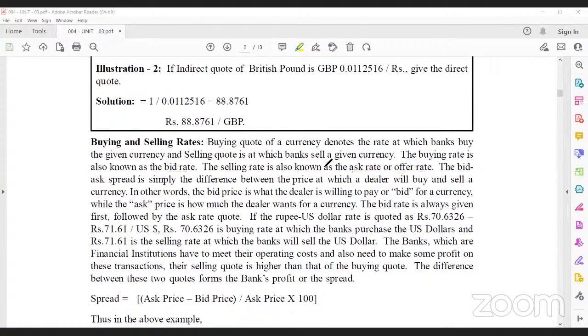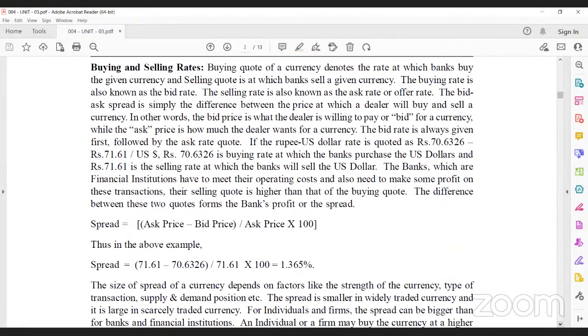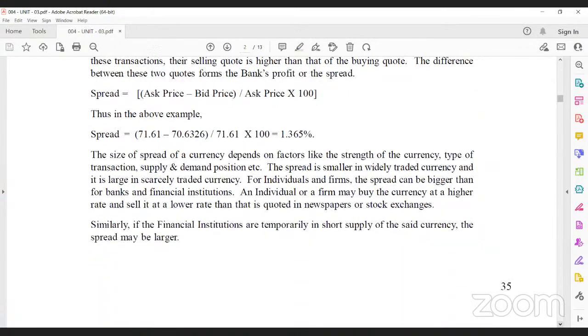Then we have another small illustration to do. See here in this illustration, spread is equal to 71.61 minus 70, divided by the ask price, that is 71.61, into 100, which gives you the spread equal to 1.365%.